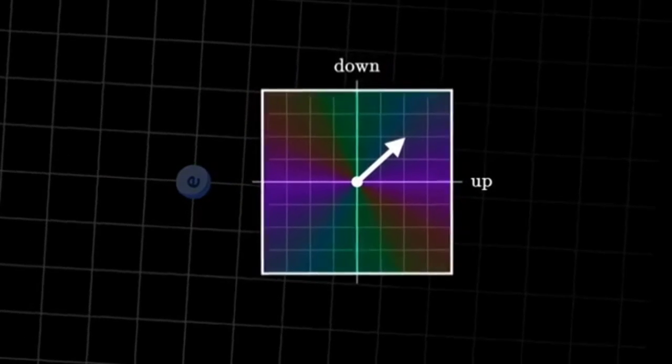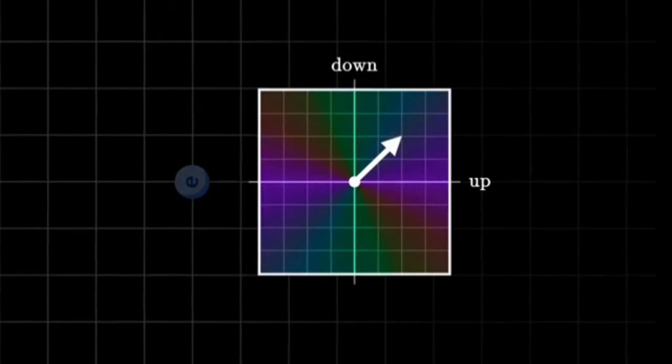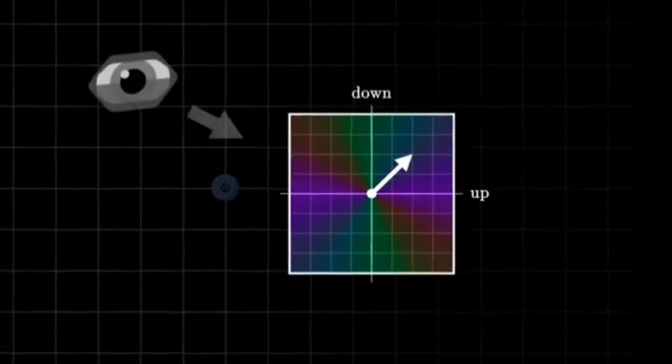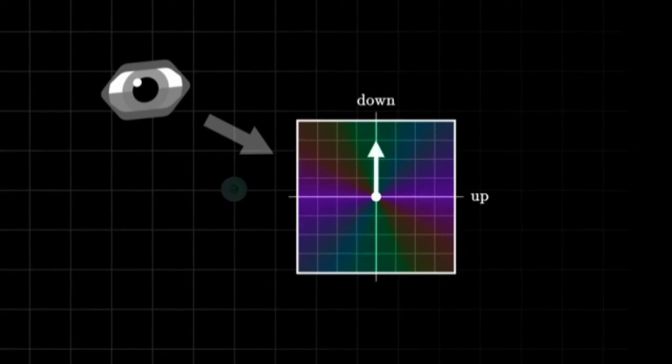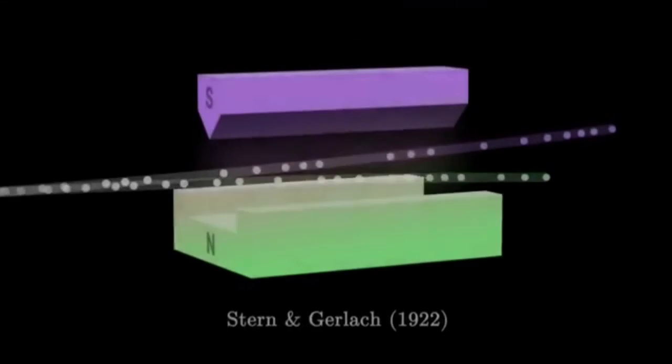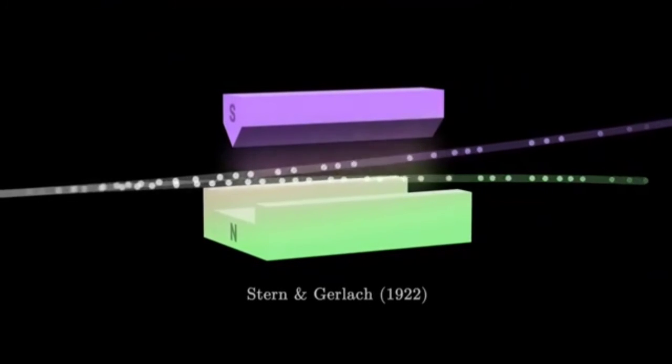These two states are analogous to the heads and tails axes of the quantum coin, and during a measurement, the electron will collapse at random onto one of these two results, either up or down. It is this property that the experiment highlighted back in 1922.